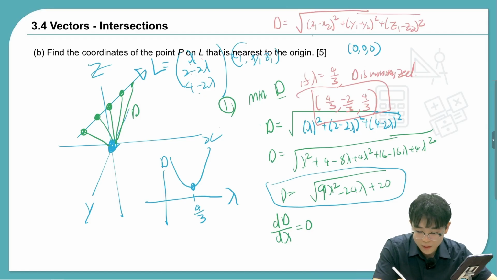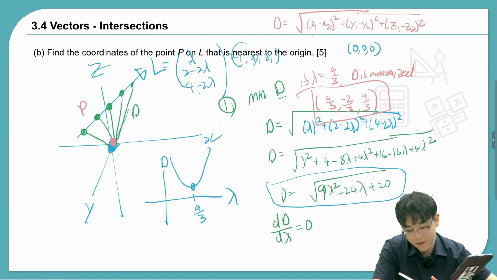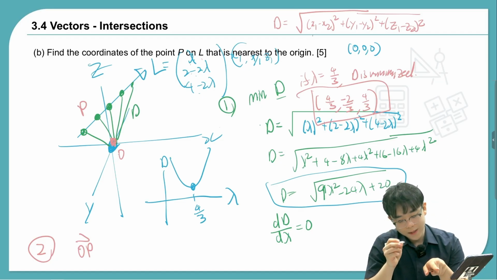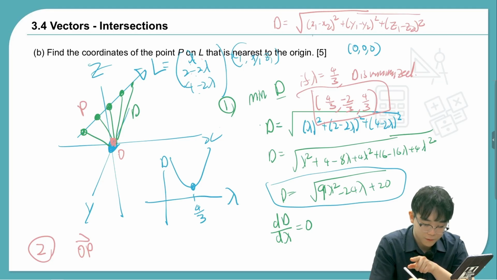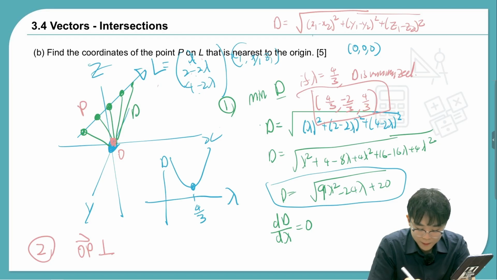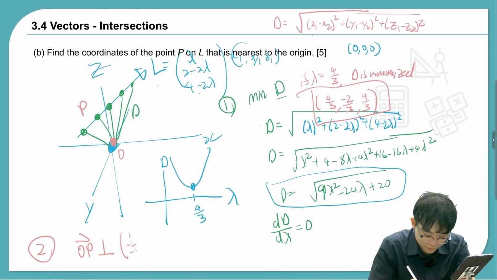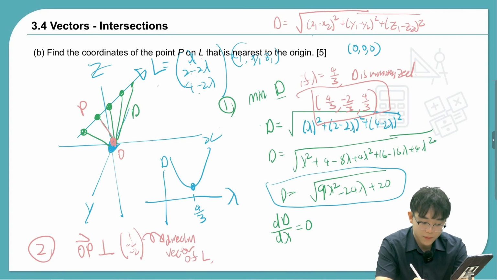Okay? So if we have point P on L, and we have the origin, right? What we could do is if we were to draw a line OP, so this is our second approach, the direction vector of OP is going to be perpendicular to the direction of L, right? So OP is going to be perpendicular to the direction vector of L. The direction vector of L was going to be 1, -2, -2, right? So this was the direction vector of L, right? Because that's like the closest way we could go.